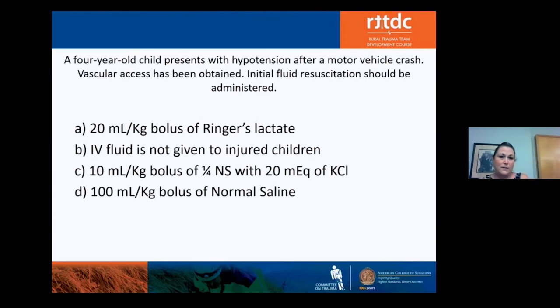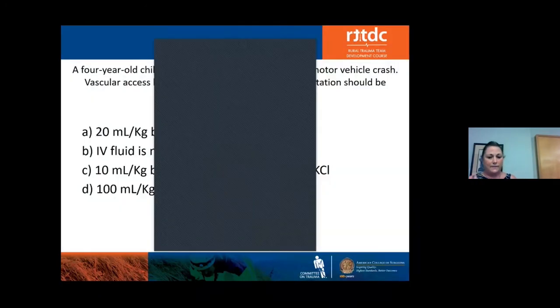Okay, you can go ahead and close it out, Mike. The 20 mL per kg bolus of lactated Ringer's is the answer, A. There was some selection of the 10 mLs per kg bolus of quarter normal saline, which may have been confusing because the blood product dose is 10 mLs per kg. The 100 mLs per kg bolus of normal saline in the pediatric patient may be too much depending on the patient themselves and their size. But the right answer is 20 mLs per kg.